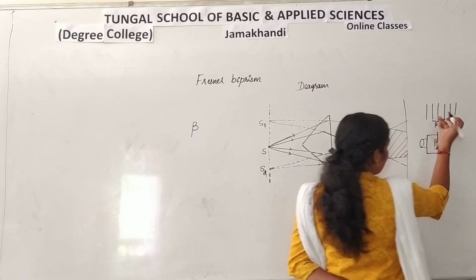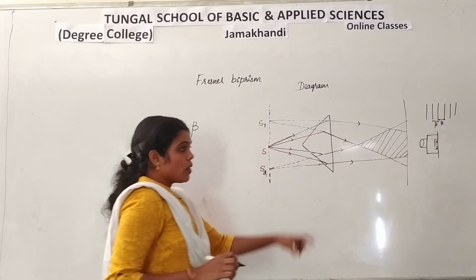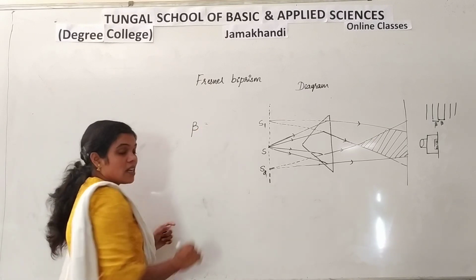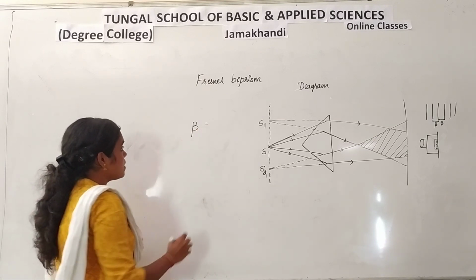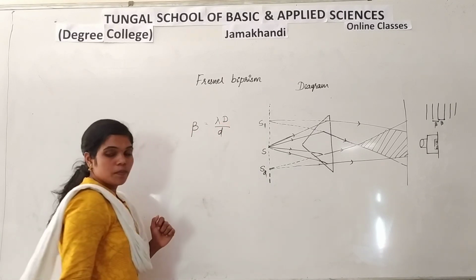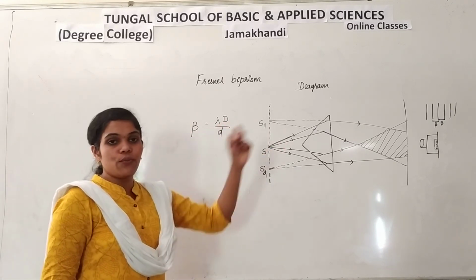So this you can call as fringe width. The expression for the fringe width, we have studied in the lower classes while studying Young's double slit experiment. This is equal to lambda capital D divided by small d. So this is the expression for the fringe width.